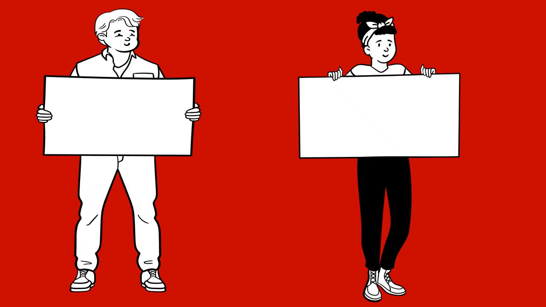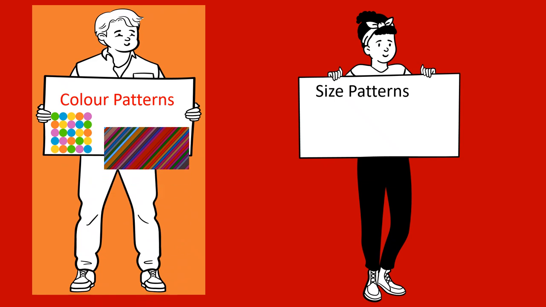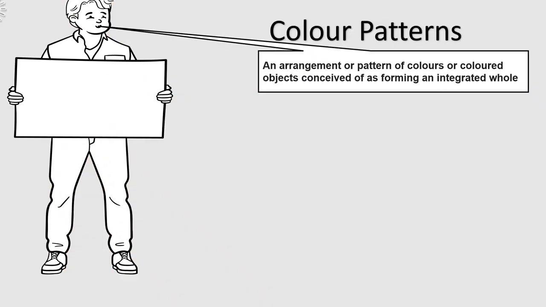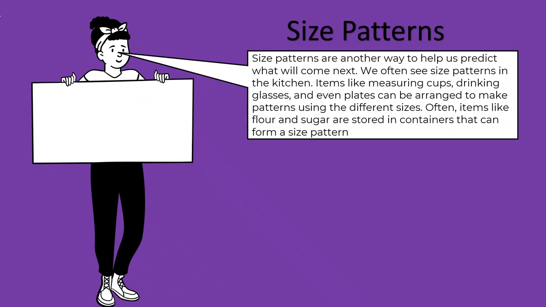Then, of course, we also have what we call color patterns and size patterns. Color patterns are an arrangement or pattern of colors or colored objects conceived as forming an integrated whole. Size patterns are another way to help us predict what will come next.